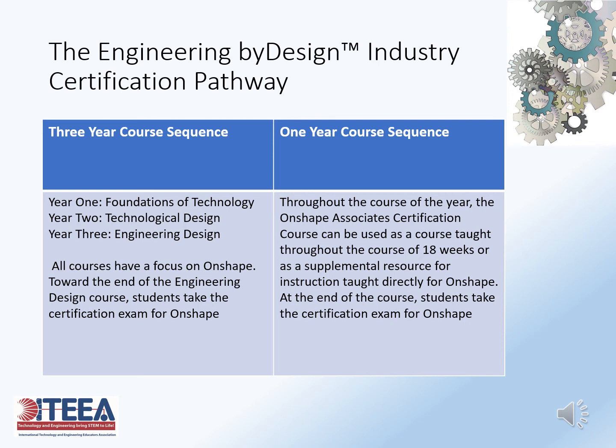To go this route, a teacher or team of teachers must be familiar and trained in the 3 courses: Foundations of Technology, Technological Design, and Engineering Design. If your school has an established engineering or technology program and you just want to add an Onshape component, the 1-year course sequence may be preferred. It has the flexibility to be integrated with other courses or to be done as a start-to-finish program on its own.